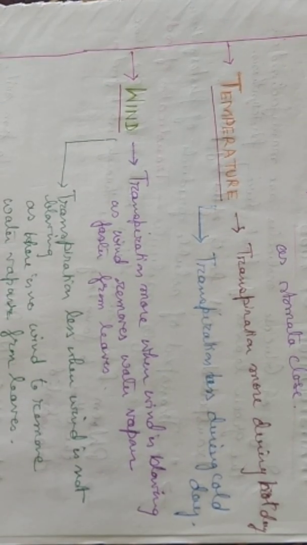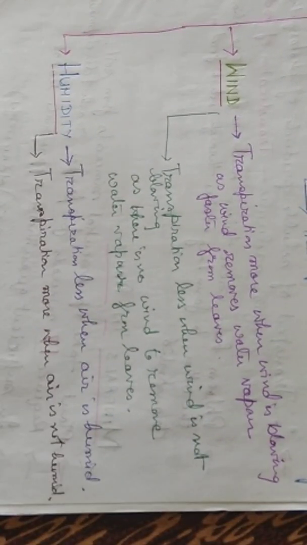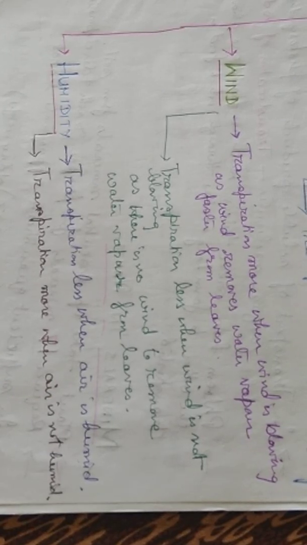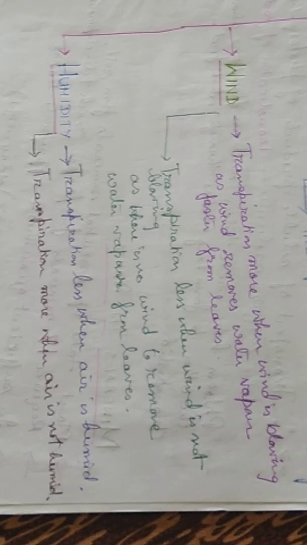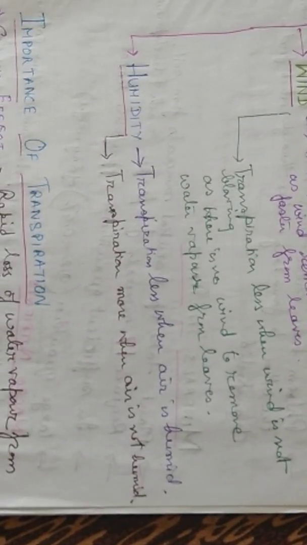How does the temperature affect it? Transpiration is more during a hot day, and less during a cold day. Then wind: transpiration is more when the wind is blowing, as wind removes water vapor faster from the leaves. That's why more wind, more transpiration. Transpiration is less when the wind is not blowing, as there is no wind to remove the water vapor from the leaves.